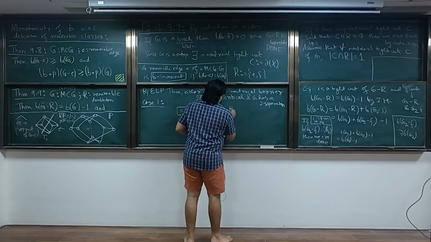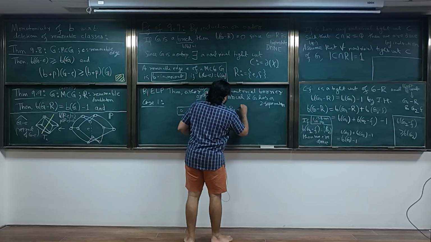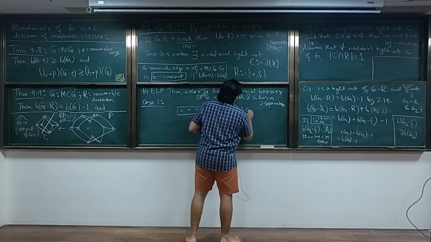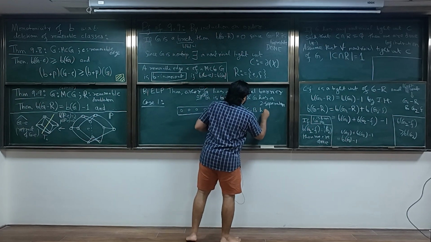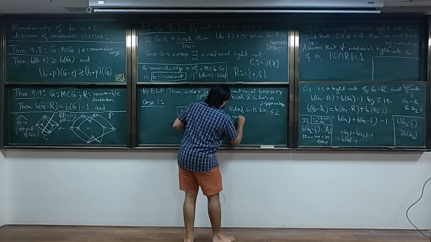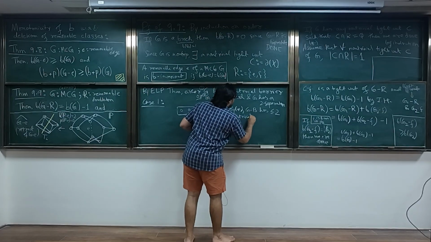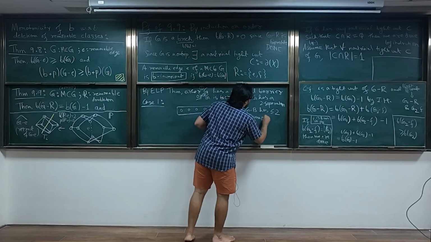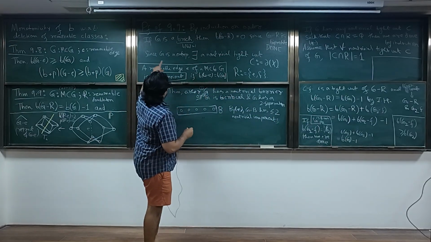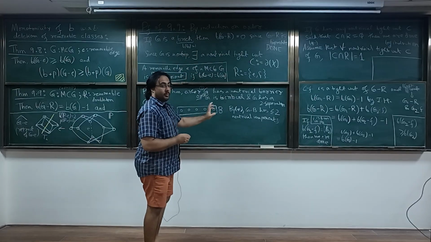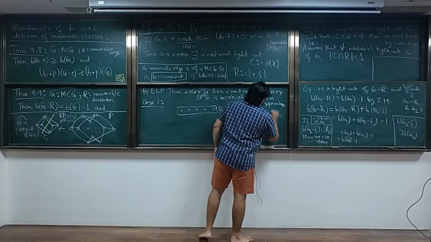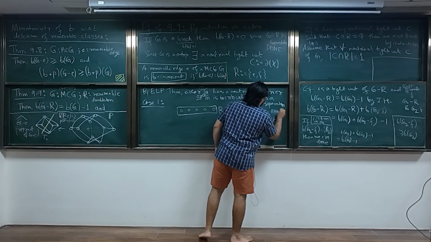By star, G minus B has at most two non-trivial components. And since the graph itself is non-bipartite to begin with, it has at least one non-trivial component. So there are only two possibilities. It has one or two non-trivial components.